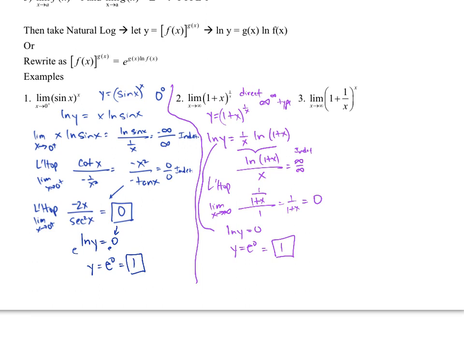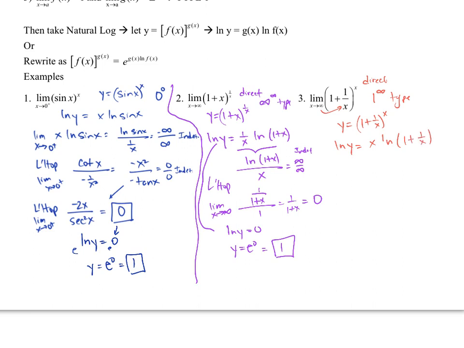And let's go ahead and do our last one over here and see where we end up. And we have the limit as x goes to infinity of this. If I do the direct substitution approach and plug infinity in, I will get 1 plus 1 over infinity, which is 0, to the infinity. So I get 1 to the infinity type. And we know that this is indeterminate. So since this is a power, we do the natural log. So y equals 1 plus 1 over x to the x. ln y equals x ln 1 plus 1 over x.